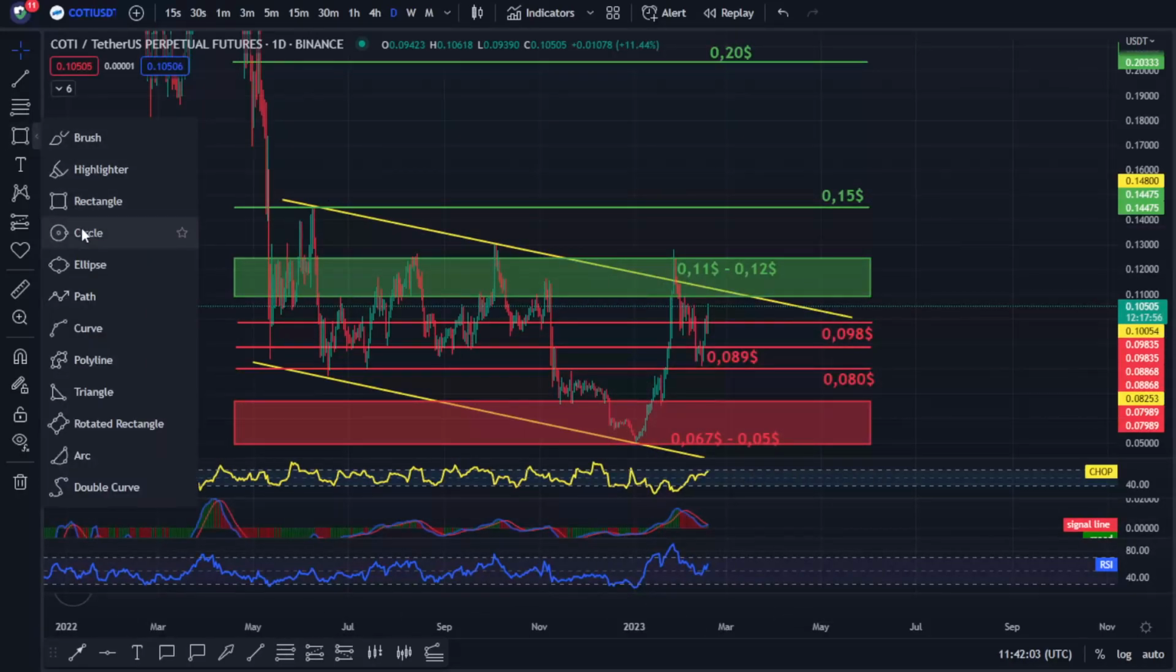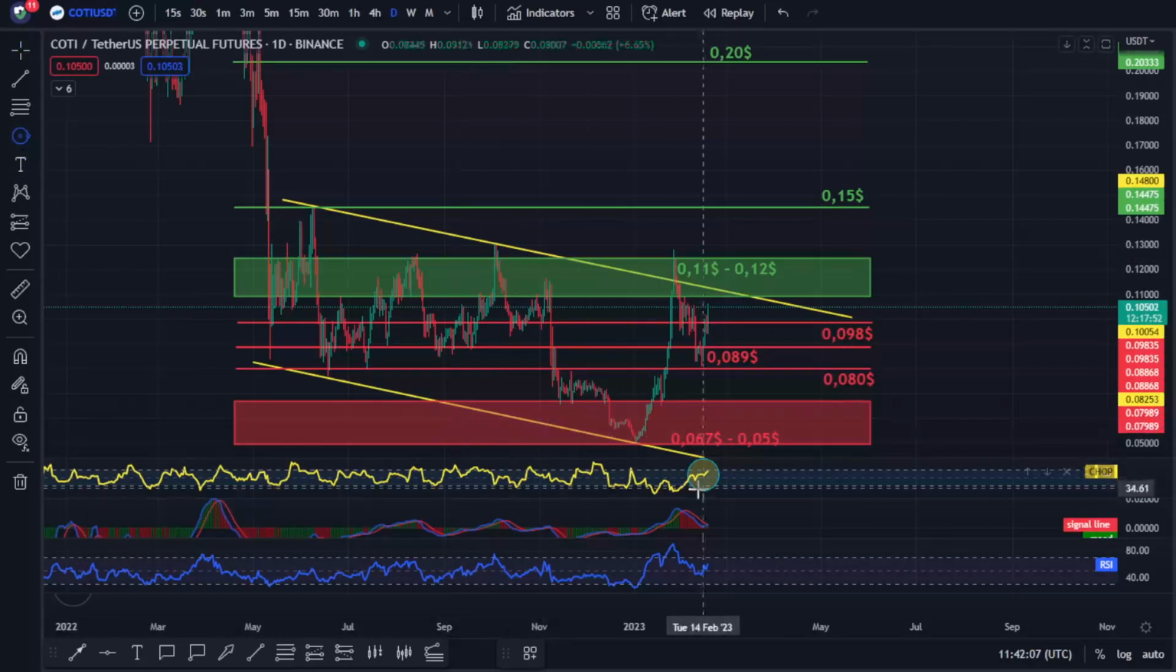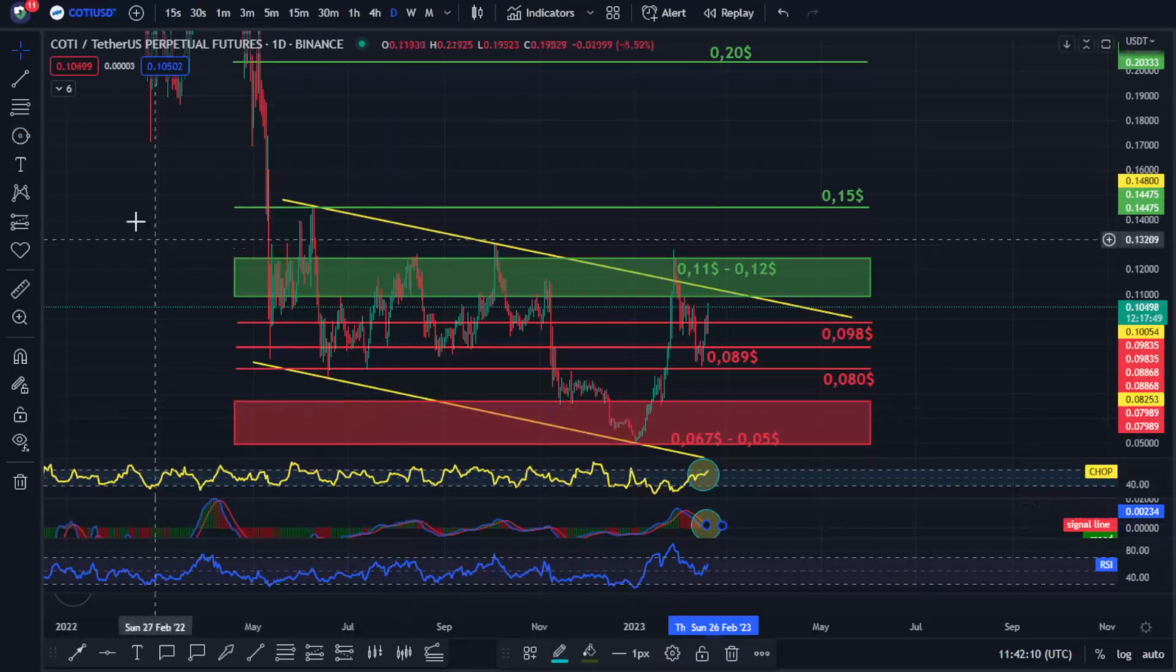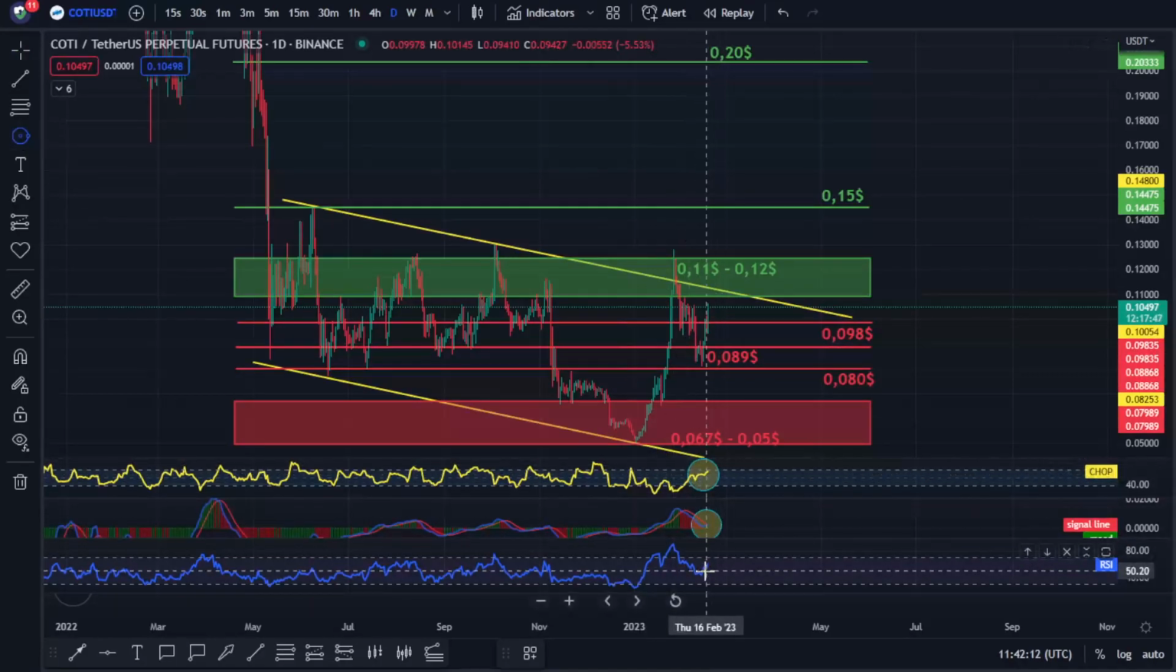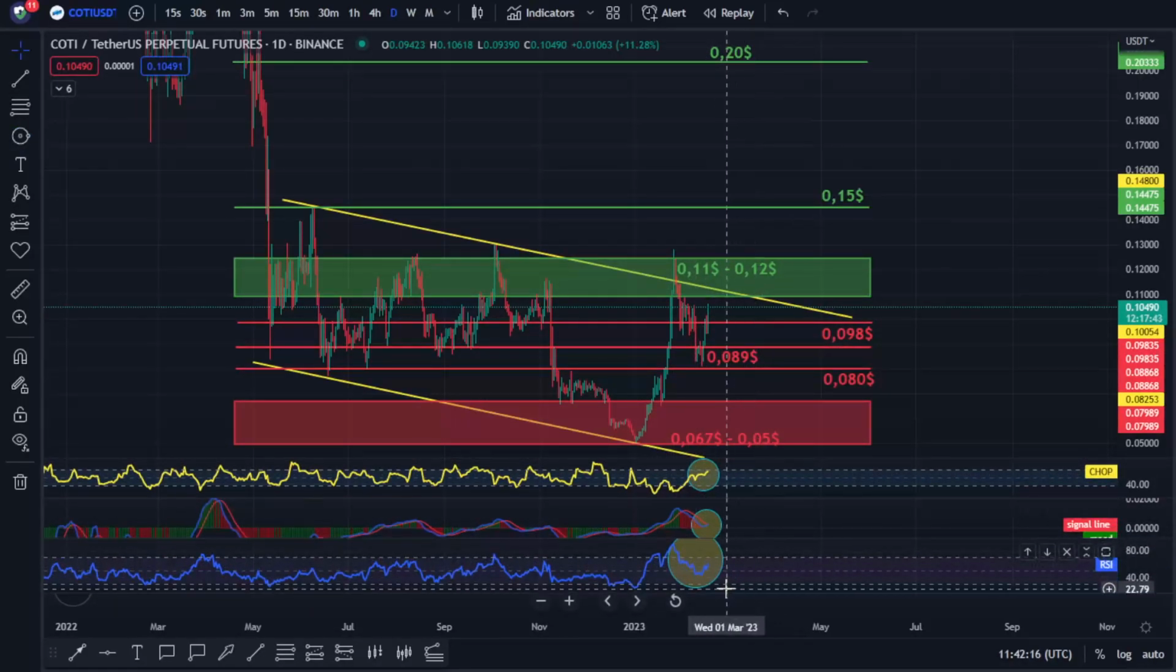The CHOP index indicates that we have a lot of energy for the next move. The MACD indicates that we are on the verge of entering an uptrend, while the RSI, after the last recovery, returns to the upper part of the range.